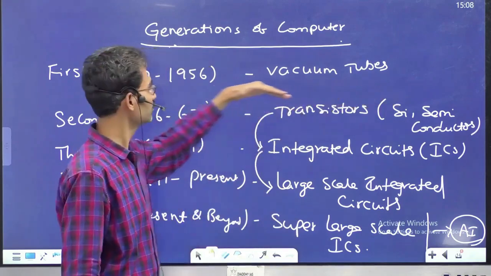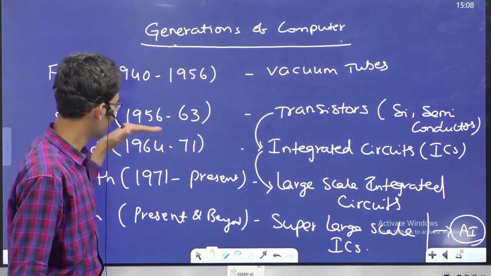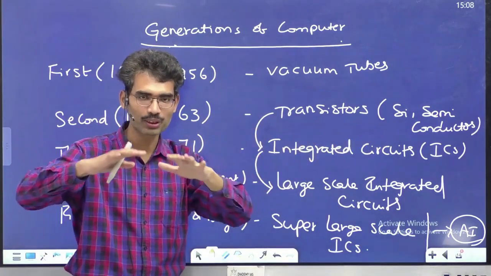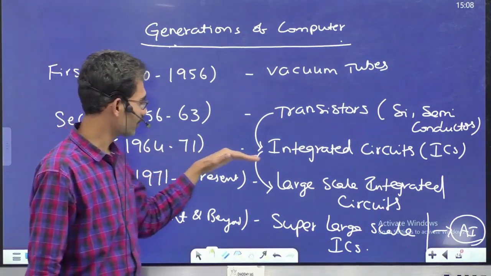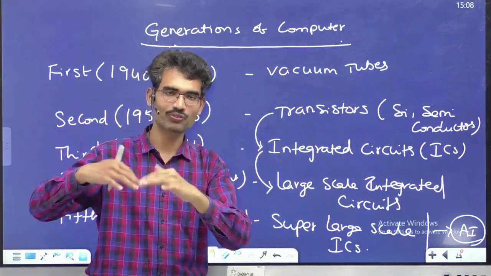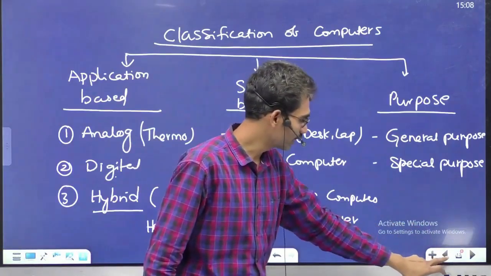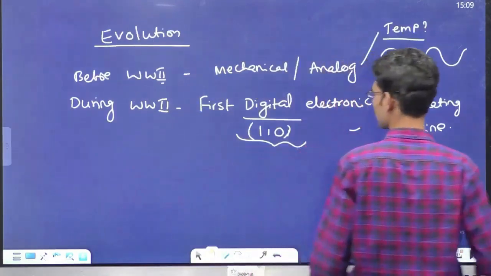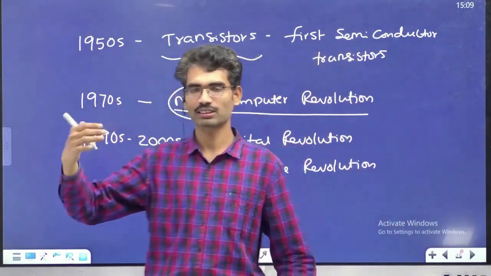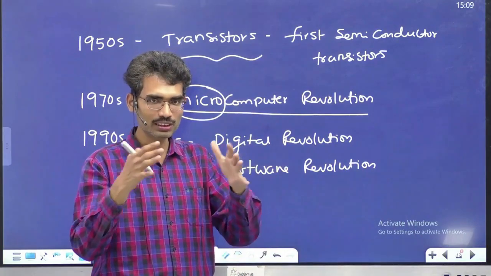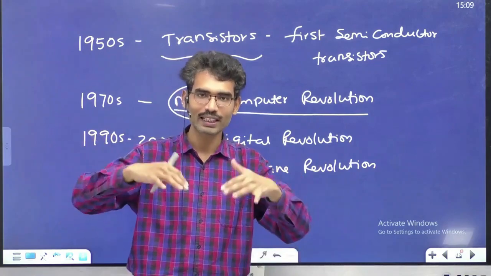Earlier, with vacuum tubes in the first generation, computers consumed a very huge amount of space. Later, 1956 to 63, transistors came, the size of computers came down: mainframe computers, mini computers. In the third generation, 1964 to 71, integrated circuits decreased the size even further. And in the 1970s, the microcomputer revolution: because the usage of transistors became very common, it reduced the size of computers enormously. That is how every common person could get a computer.